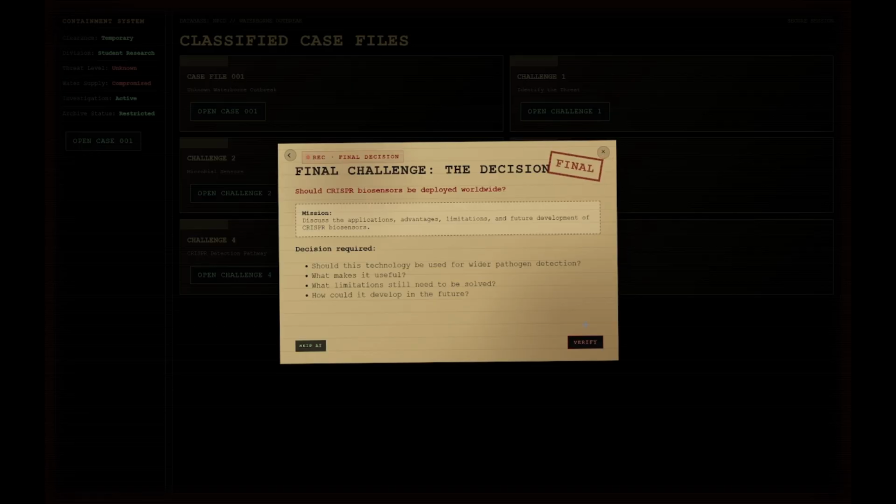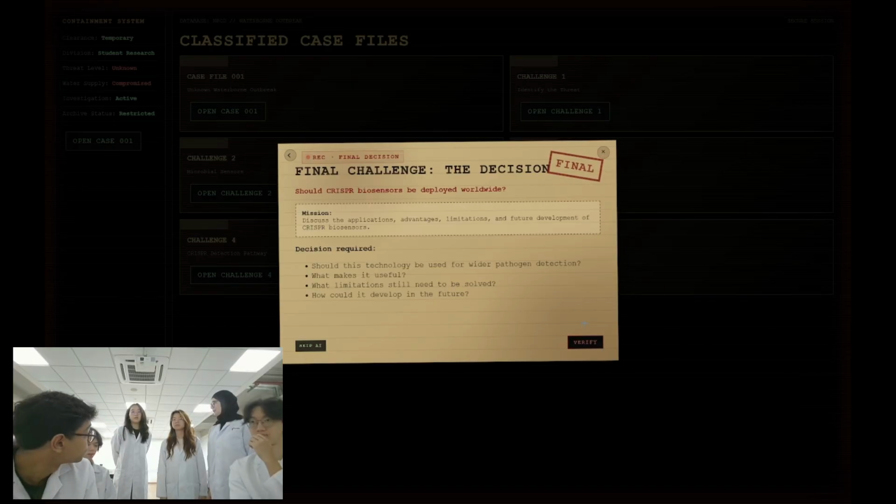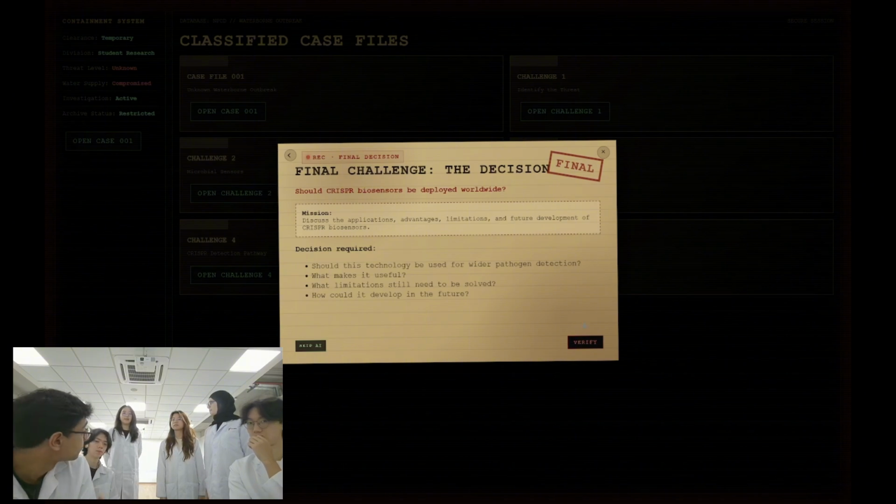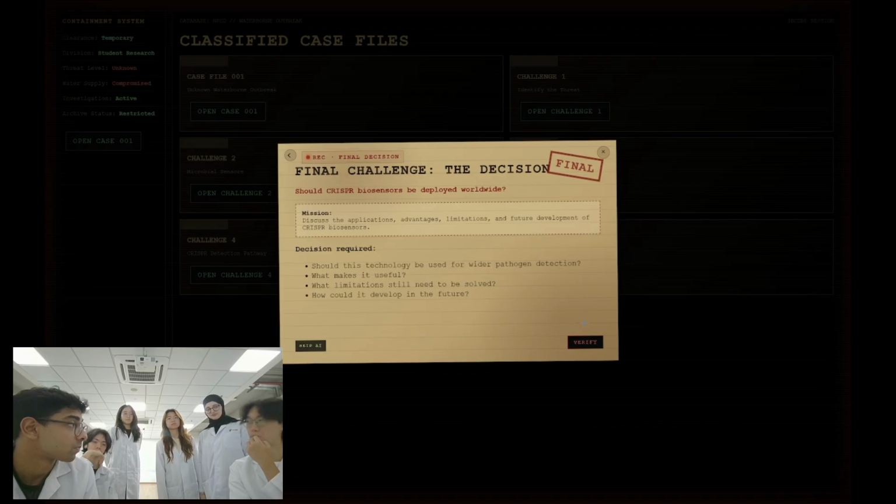Final challenge unlocked. CRISPR are much faster than many traditional detection methods and they are highly sensitive. They're also highly specific because the guide RNA recognizes a precise genetic sequence that reduces false detection. Some systems can even detect multiple pathogens at the same time.